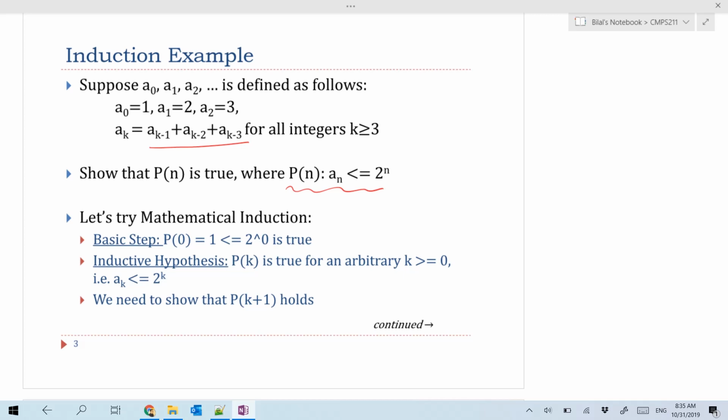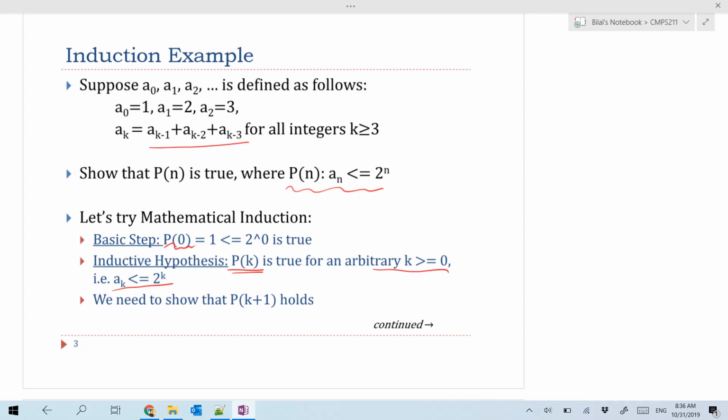given the property for 0, the first item, which is 1, it's less than or equal to 2 to the power 0. So the property is true; it holds for 0. If we consider an inductive hypothesis, that the property is true for k, for an arbitrary k greater than or equal to 0, then we are assuming that a_k is less than or equal to 2 to the power k. We need to show that the property for k plus 1 holds.